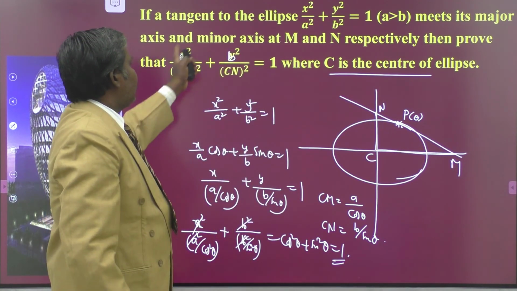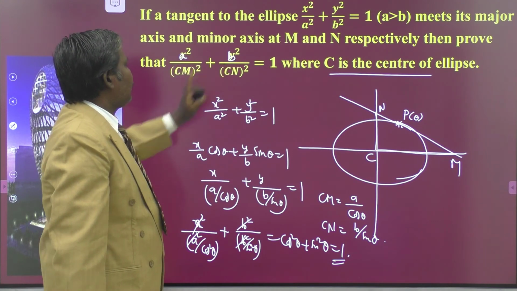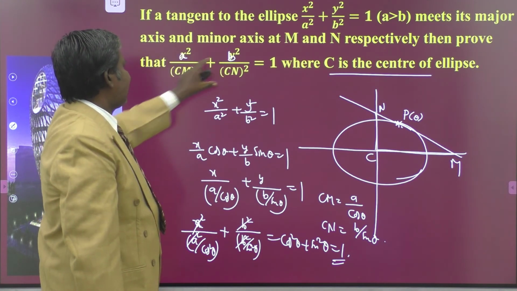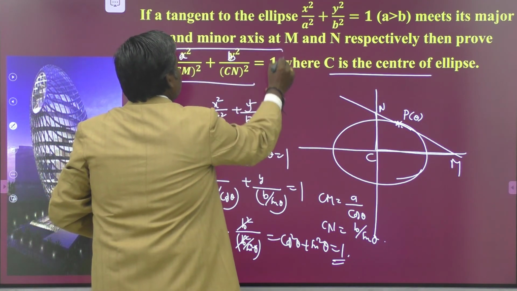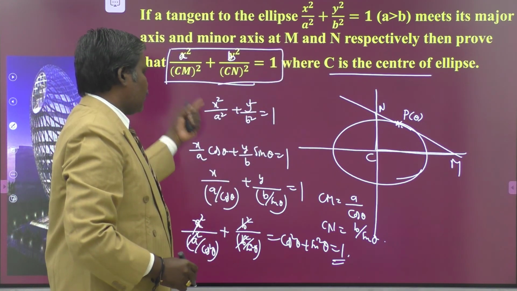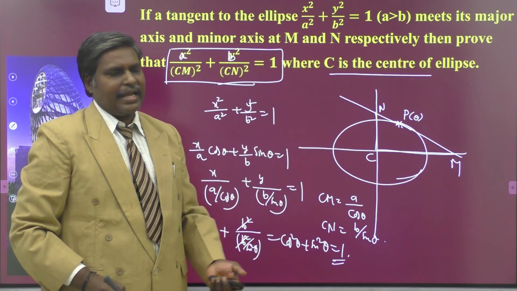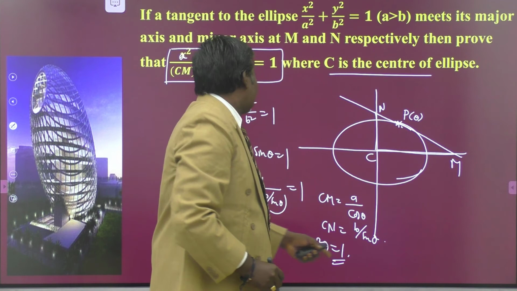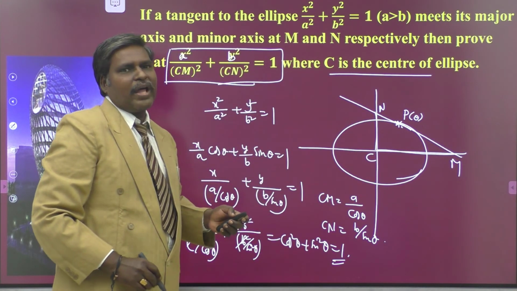If it is x and y, that is variable, it never equals 1. So replace x by a and replace y by b. This is a small correction for you. You have to show that a square by Cm square plus b square by Cn square is 1. Just by writing the tangent equation in the intercept form, you can easily crack this one. What is the answer? 1. So a square by Cm square plus b square by Cn square is 1.